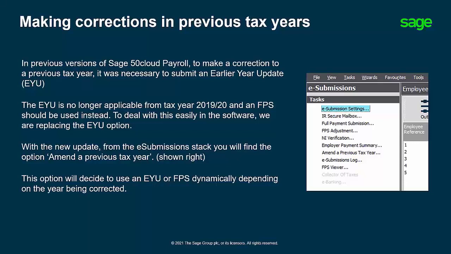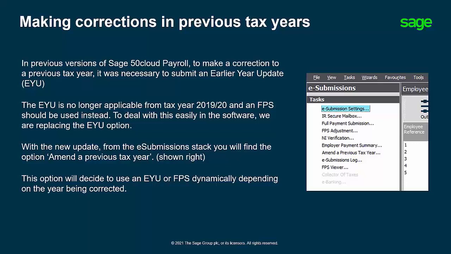And lastly, a change to how you make corrections in your previous tax years. In previous versions of our software, to make a correction in a previous tax year, it was necessary to submit an EYU, so an earlier year update. The EYU is no longer applicable from tax year 2019-20, and an FPS should be used instead.